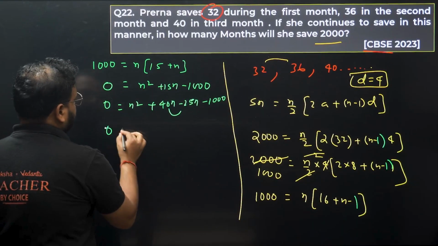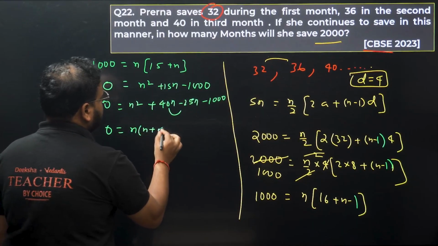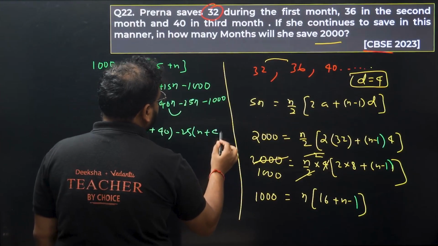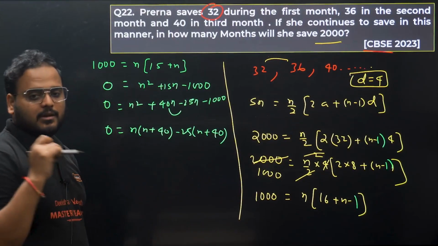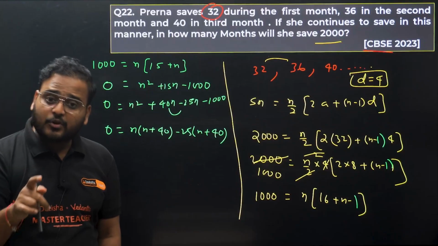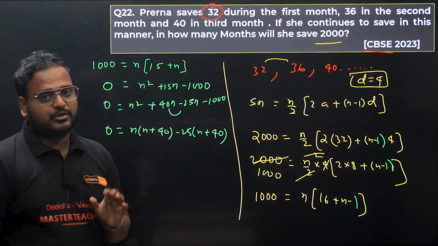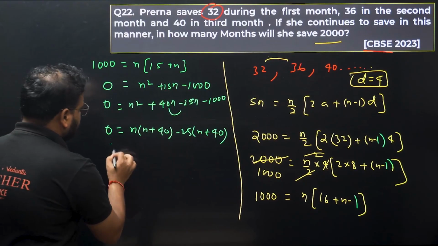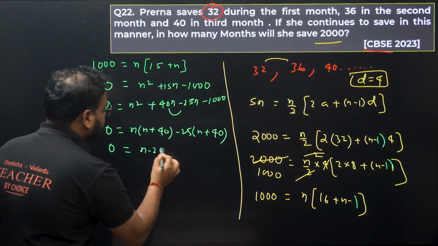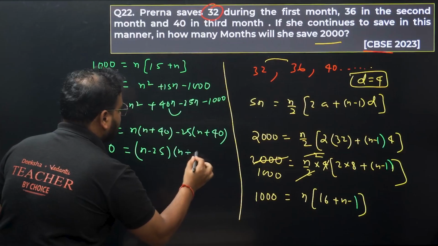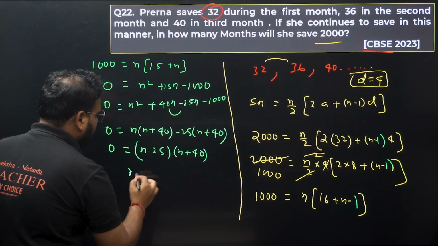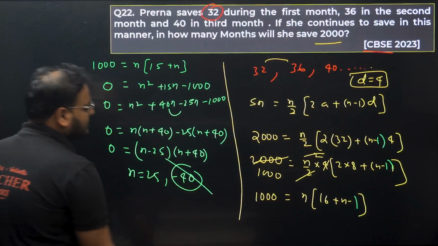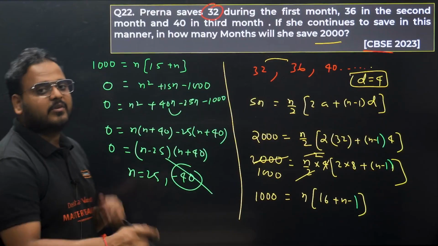That's correct. Then I can take n common, n plus 40, and over here minus 25 common, again n plus 40. Make your own calculations. If you're not sure about the calculation, pause the video right now and try doing your own calculation. You'll get to know whether what I'm doing is right or not. Okay, please check here: n minus 25 and n plus 40. I'm getting the n value as 25 or minus 40. This is not possible because we can't have a negative number, right? We can't have the number of terms as negative.